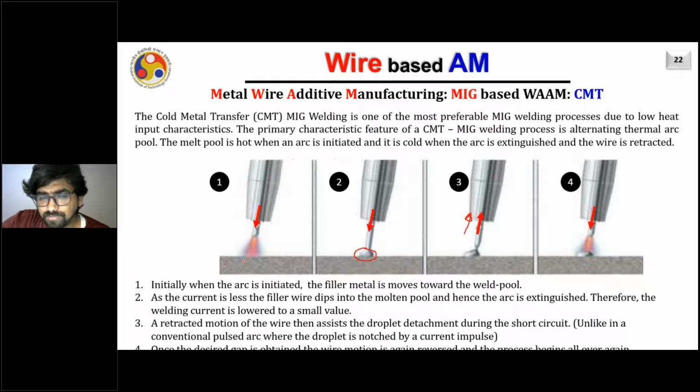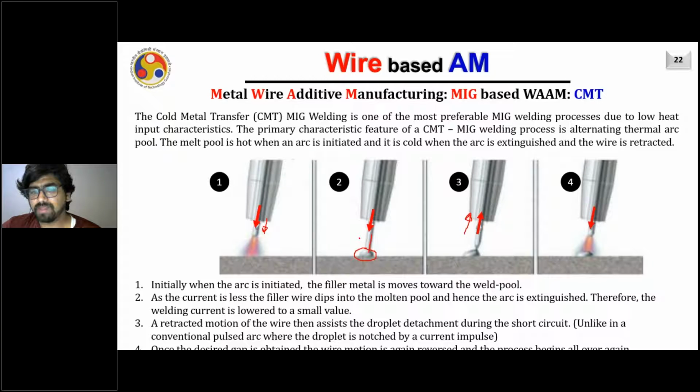The steps involved in the CMT cold metal transfer are written here. Initially, when the arc is initiated, the filler wire moves towards the substrate. As the current is less in the beginning, assume that it is some amount I1 and it is very low current. In that case, the wire will keep on moving towards the substrate because the current is not sufficient to melt it before reaching the substrate. As the current is less, the wire will dip into the substrate, as shown here in the second step.